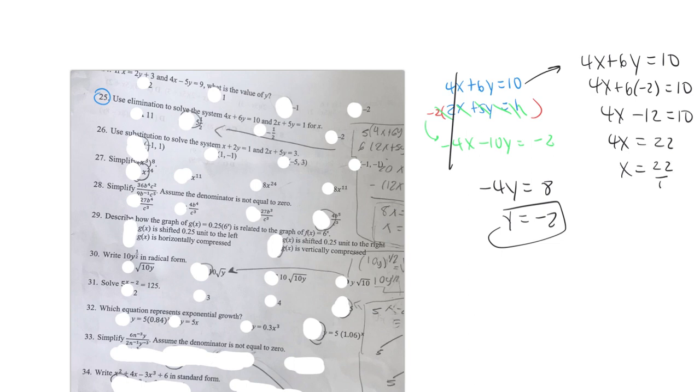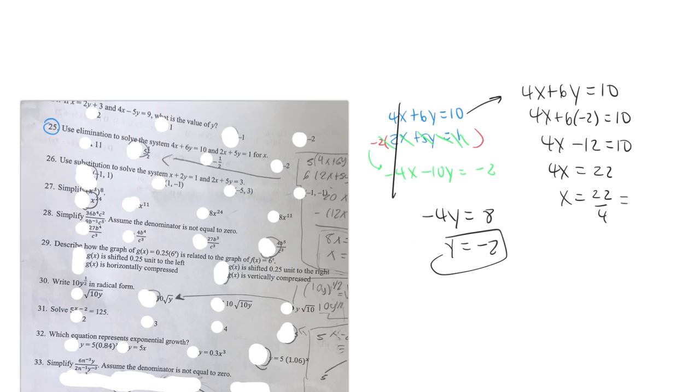y equals -2, therefore. And they want x, however, so we could always work with the top equation. We have 4x plus 6y equals 10. You can replace that y with a -2. And therefore we have 4x minus 12 equals 10. Adding 12 to both sides gives us 4x equals 22. Dividing by 4 gives us 22 over 4, also known as 11 over 2. So that's that one.